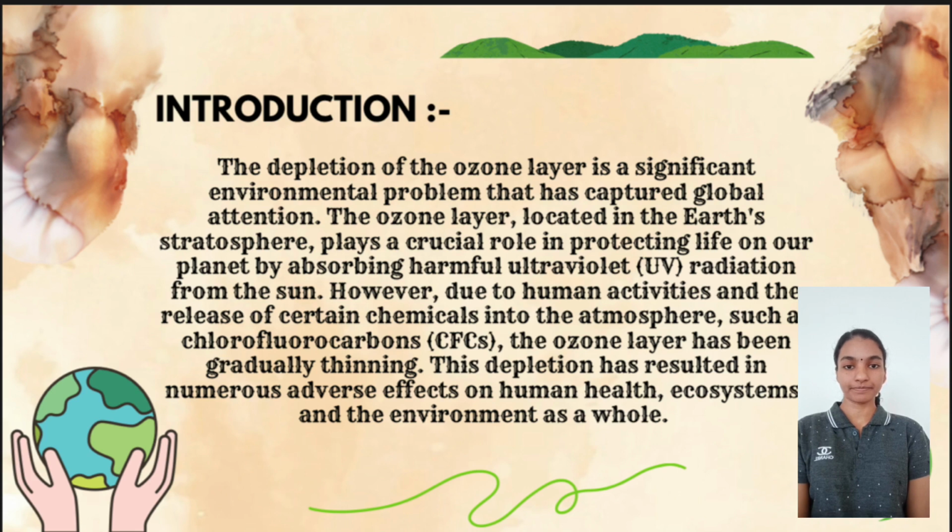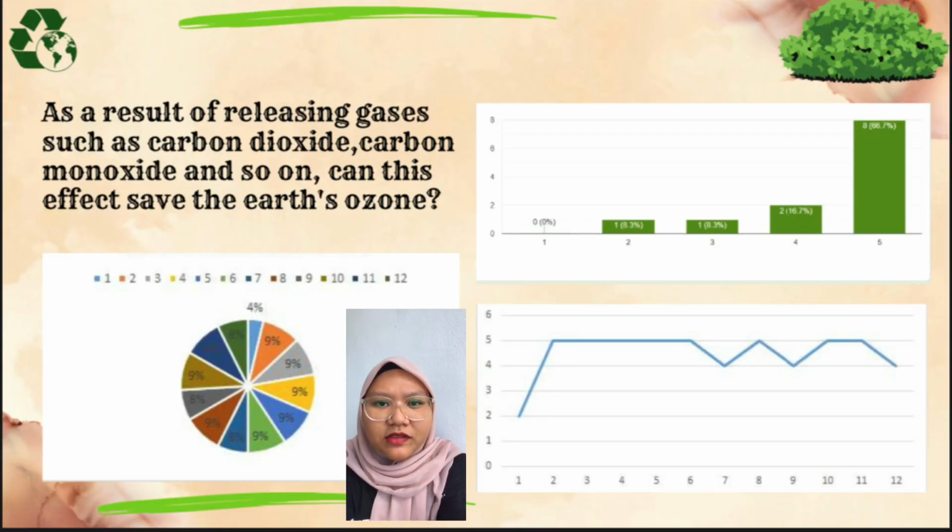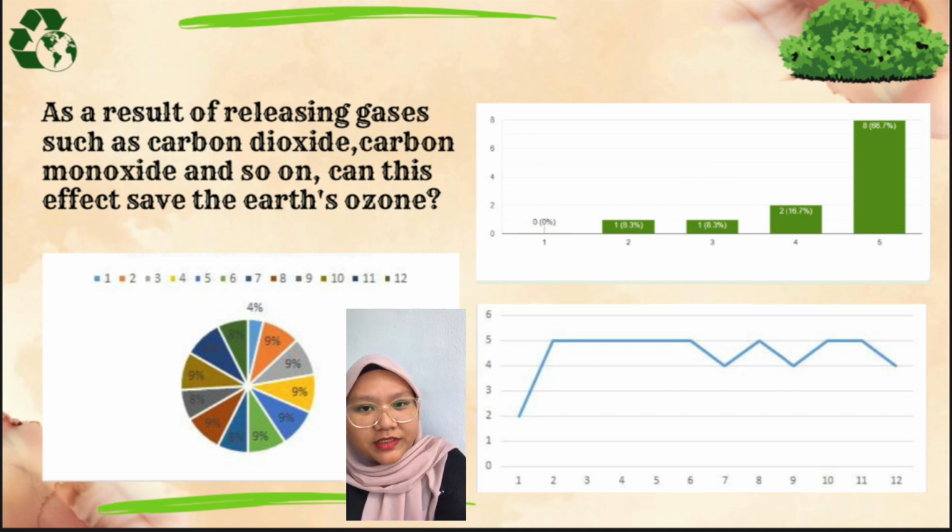On the first question, as a result of releasing gases such as carbon dioxide, carbon monoxide, and so on, can this affect the safe Earth ozone? Okay, we have three charts, that is pie chart, bar chart, and line chart. We can see that out of 12 people, 8 people voted for totally agree in the bar chart. From the line chart, we can also see the decrease and increase. There are a total of 8 votes choosing totally agree, more than the others.